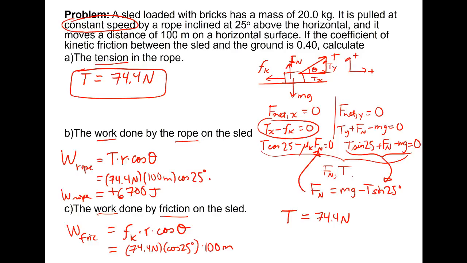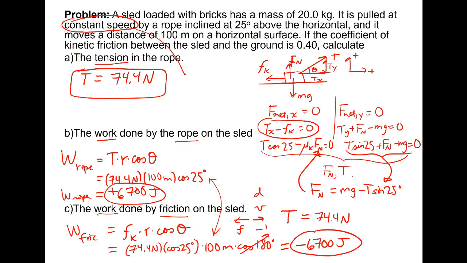So if you look carefully, we have the same expression so far. The last thing that we need to do is put in the cosine of the angle, which is the cosine of 180 degrees, because friction is going one way, but the displacement is forwards. So that turns into -1, and we get negative 6,700 joules. And just like before, the total work done when the speed is constant is 0. So that's a common thread that we've seen in these two examples.